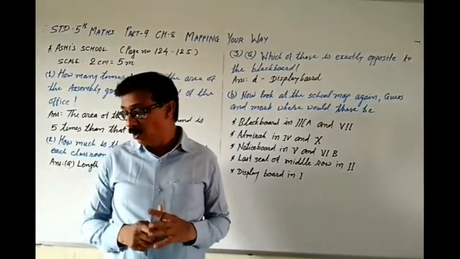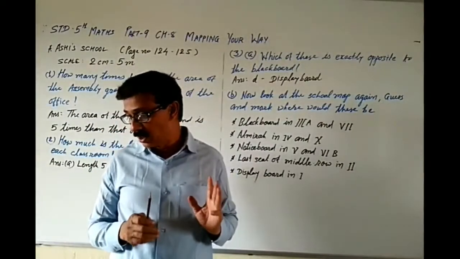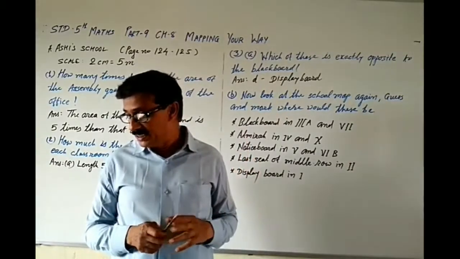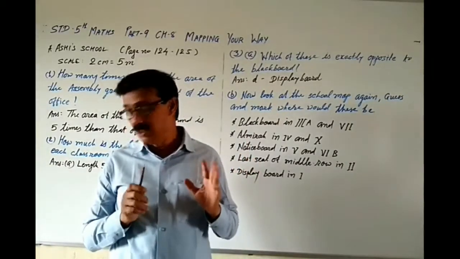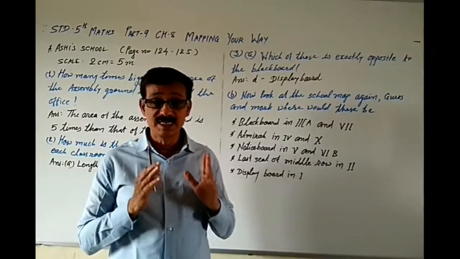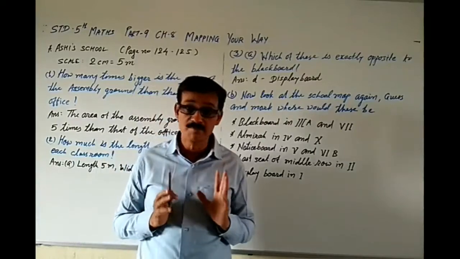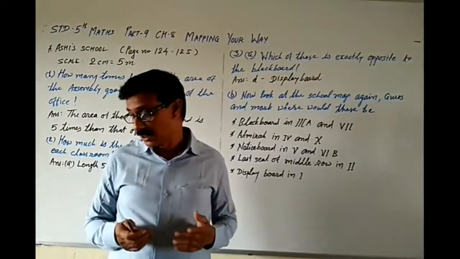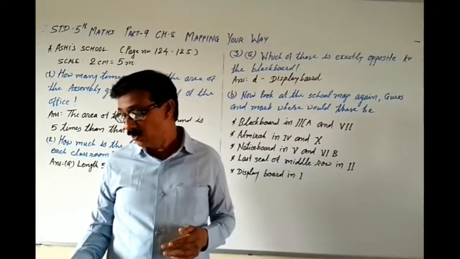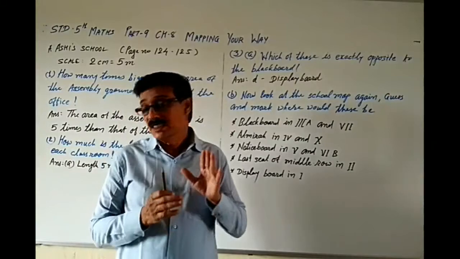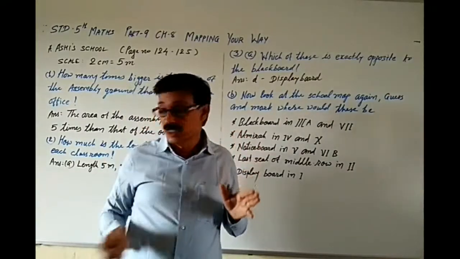All the classrooms in Ashish's school look like this. Look carefully and answer A. Which of these is exactly opposite to the blackboard? Now, which are the options? Almirah, window, notice board or display board? What is exactly opposite to the blackboard?